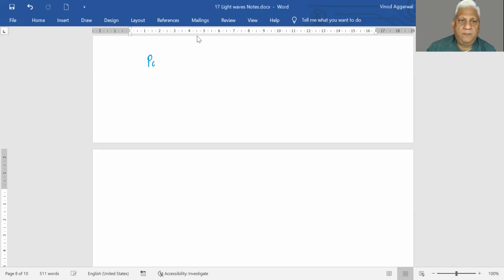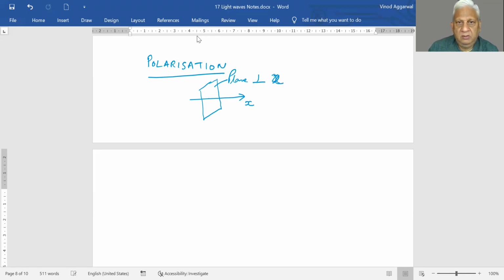Now, the next topic is polarization. We know that a light wave is a transverse wave. Transverse wave means, suppose a wave is traveling in direction x longitudinally, then the movement of the particle will be along a plane which is perpendicular to the propagation of the wave. Now this direction could be anywhere, so long as it is in this particular plane.